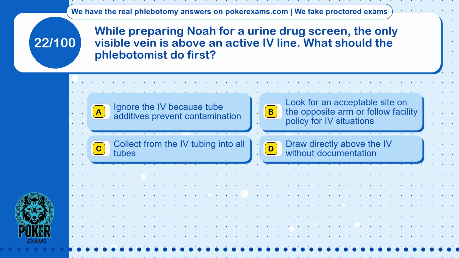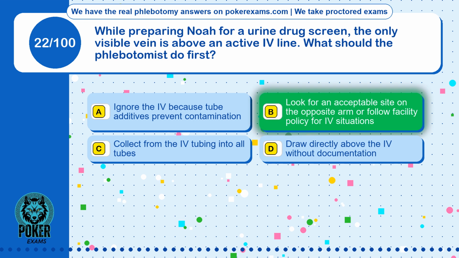Question 22. While preparing for a urine drug screen, the only visible vein is above an active IV line. What should the phlebotomist do first? Option A, ignore the IV because tube additives prevent contamination. Option B, look for an acceptable site on the opposite arm or follow facility policy for IV situations. Option C, collect from the IV tubing into all tubes. Option D, draw directly above the IV without documentation.